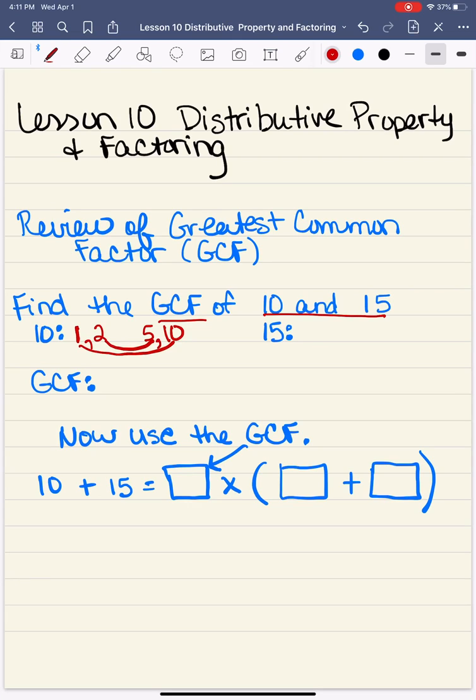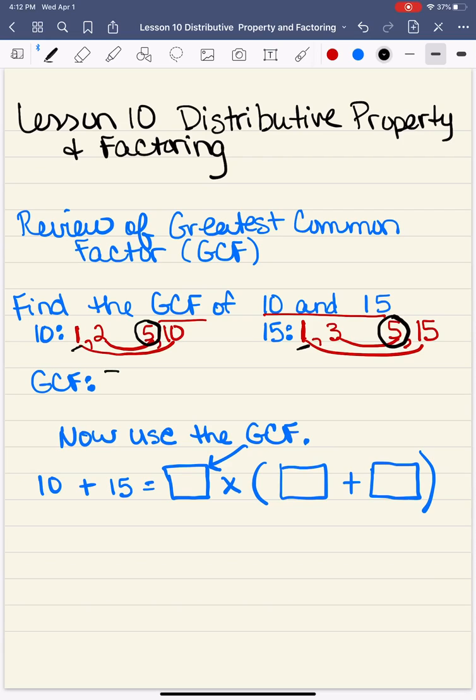I'm going to do the same process for 15. So 1 is always a factor, and so 1 times 15. We pair those up. I check for 2. Since 15 is odd, 2 is not a factor. 3 is. 3 times 5. And the only thing to check in between the 3 and 5 is 4, and 4 is not a factor of 15. So now I look to see what is a common factor of them. They do both share a common factor of 1, but the greatest common factor is the 5.